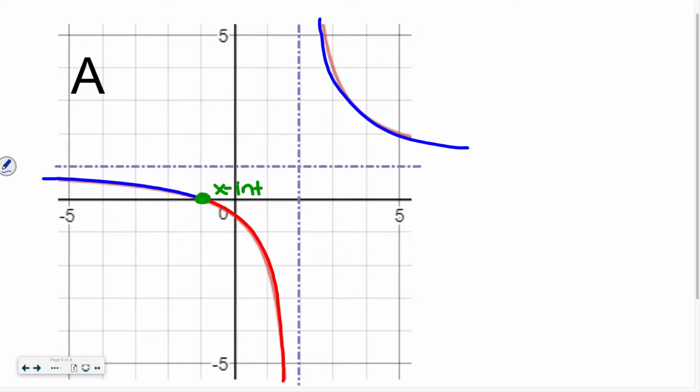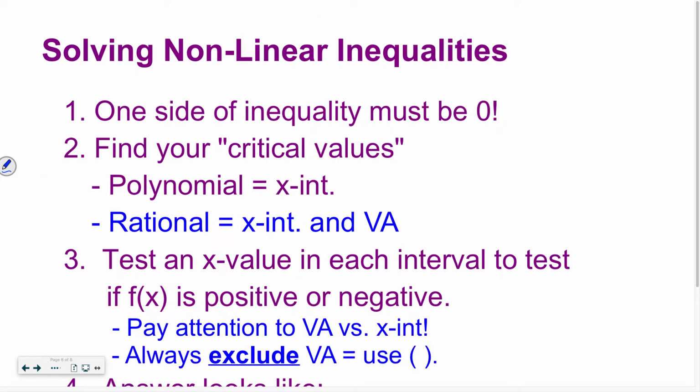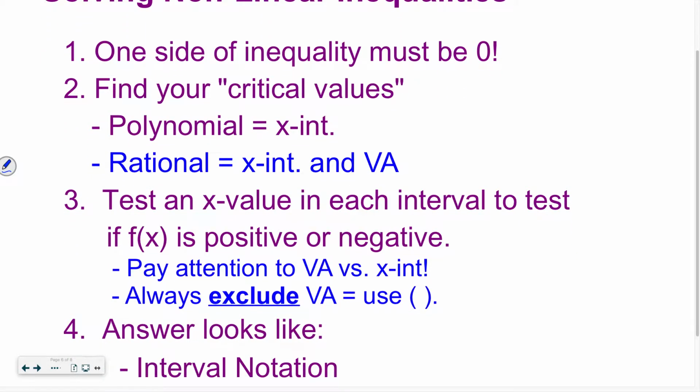So what's the critical value in between the red and the blue? 2, which represents a vertical asymptote. So we need to make one adjustment to what our critical values are for rational functions. You can change signs at x-intercepts. You can also change signs at vertical asymptotes. Do you have to? No, but you could. Okay. So let's add that into number 2. Rational is x-intercepts and vertical asymptotes.